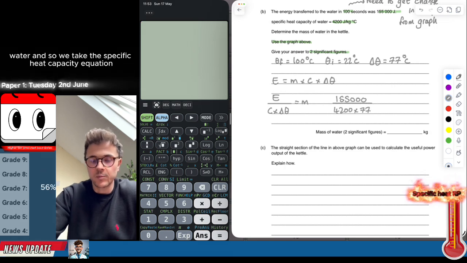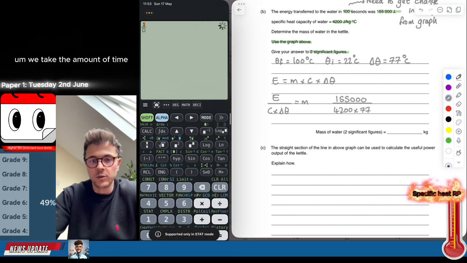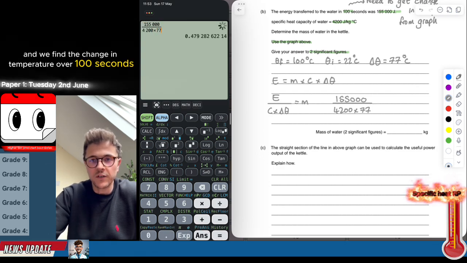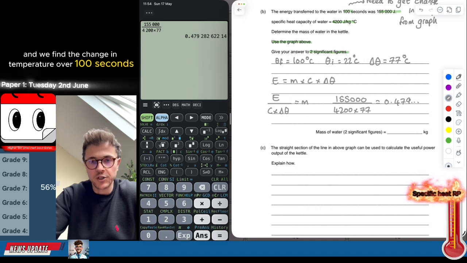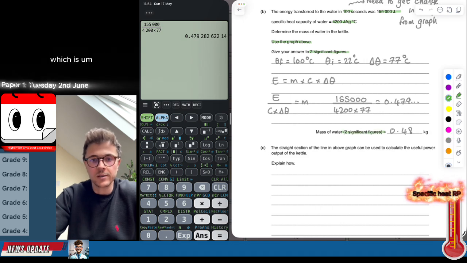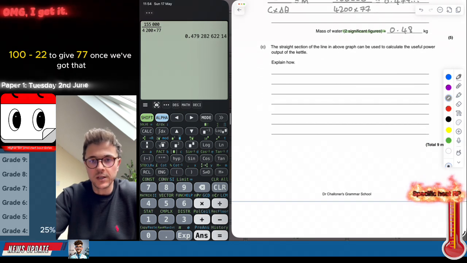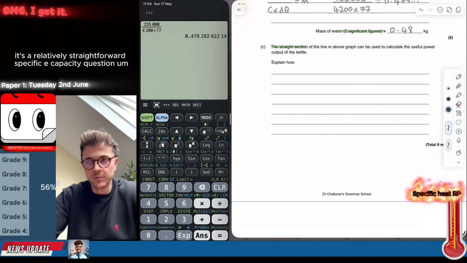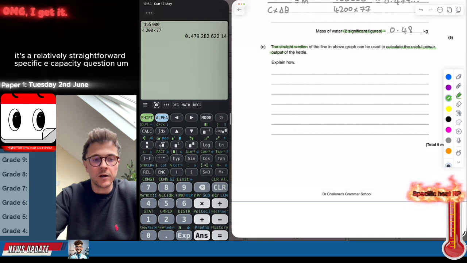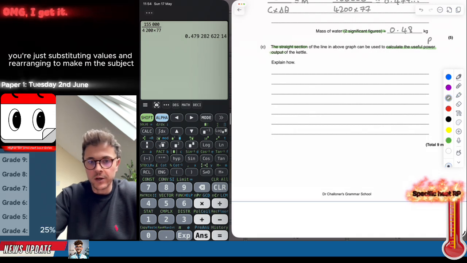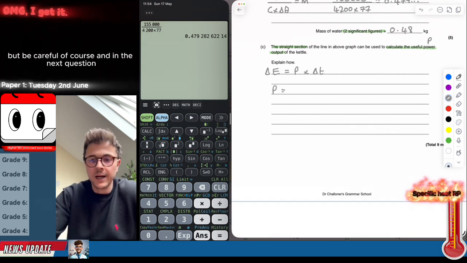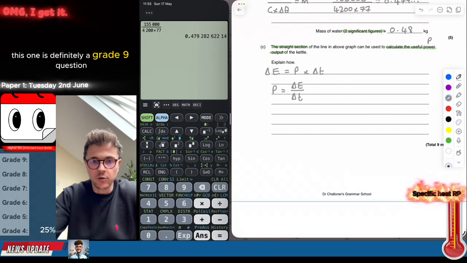And so we take the specific heat capacity equation, we take the amount of time, as you can see in the question, and we go to our graph and we find the change in temperature over 100 seconds, which is 100 minus 22 to give 77. Once we've got that, it's a relatively straightforward specific heat capacity question. You're just substituting values and rearranging to make m the subject, which most of you can do, but be careful, of course. And in the next question, this one's definitely a grade 9 question.